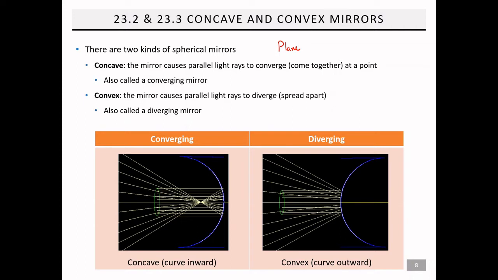The first one is a concave mirror. This is the mirror shown on the left. This type of mirror takes incoming parallel light rays and causes them to come together at a single point. So you have a green object here that I'm outlining in red. This object is emitting parallel light rays. They're all traveling to the right and they are parallel to each other. After they reflect off the mirror, all of these light rays converge onto a single point.